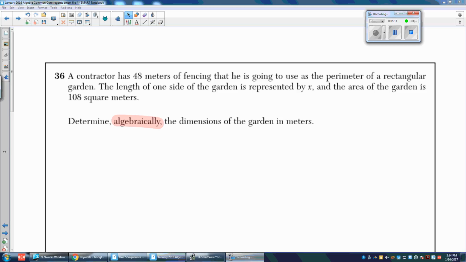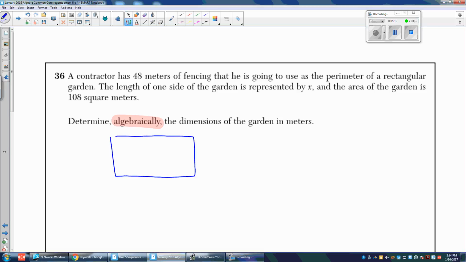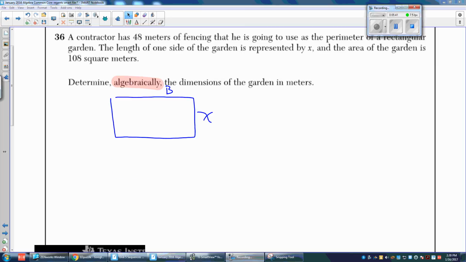So because it's a rectangular garden, the first thing that we always feel like doing is drawing a rectangle. And then it says the length of one side of the garden is represented by x. Well, why don't we make that one x? And then the area of the garden is 108 square meters. So not quite sure where we're going here, but why don't we call this the length? I really don't want to use y. Why don't we use b? Okay, so where were we? I'm trying to figure out what the dimensions of the garden are.